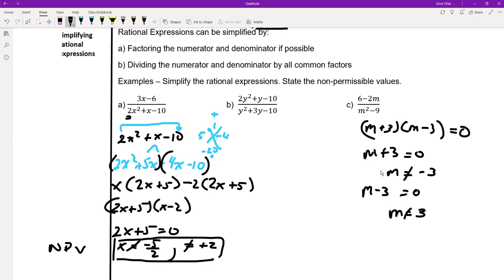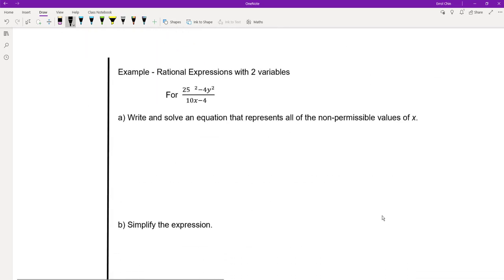Can't allow that. So the non-permissible values are m is not allowed to equal plus or minus 3. Okay? Moving on. Rational expressions with two variables. Okay. So the strategy is exactly the same.